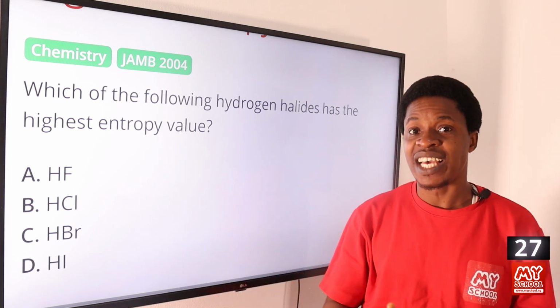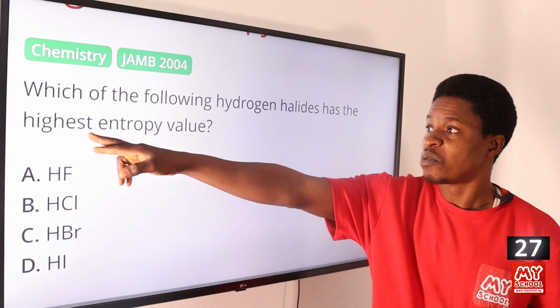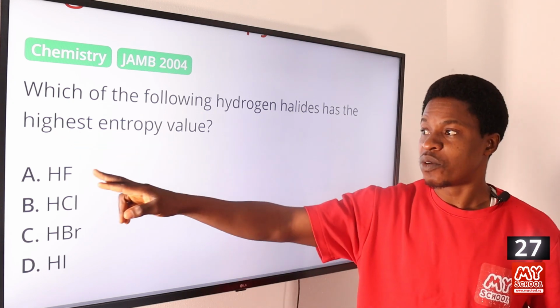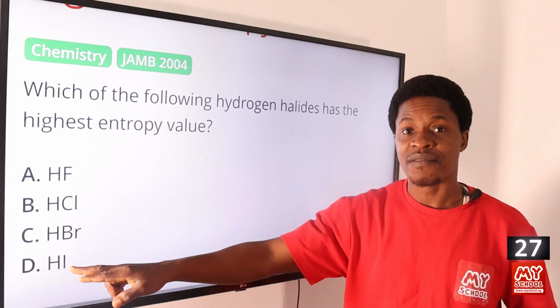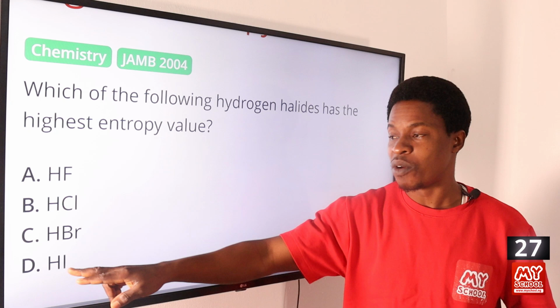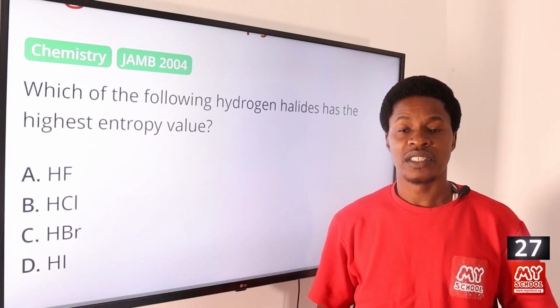And we said that the higher the atomic weight, the higher the entropy value. The question says we should find the highest entropy value. So we have the least here, followed by this, and then this will have the highest. So the highest is this. So the correct answer is option D, hydrogen iodide.